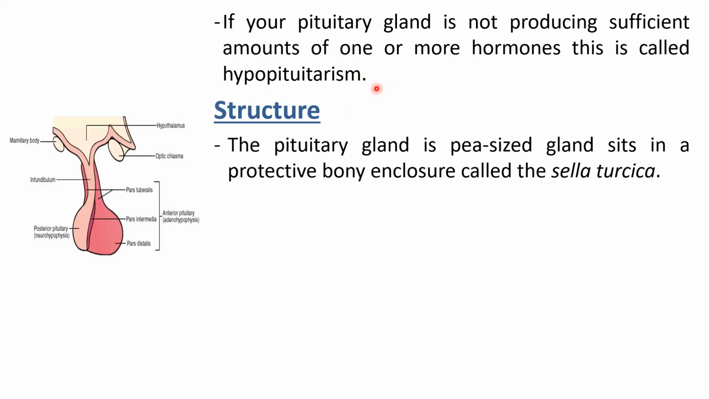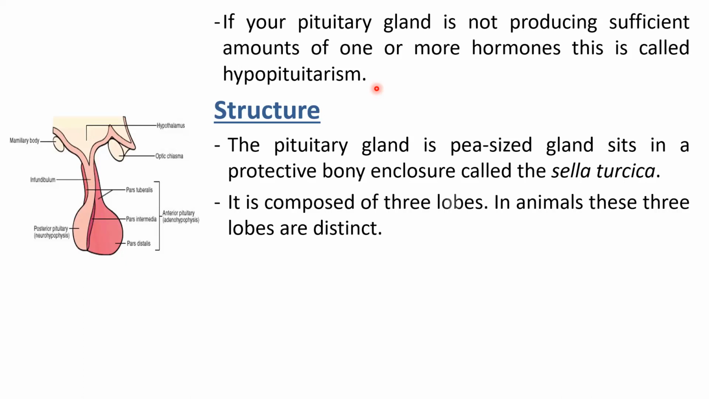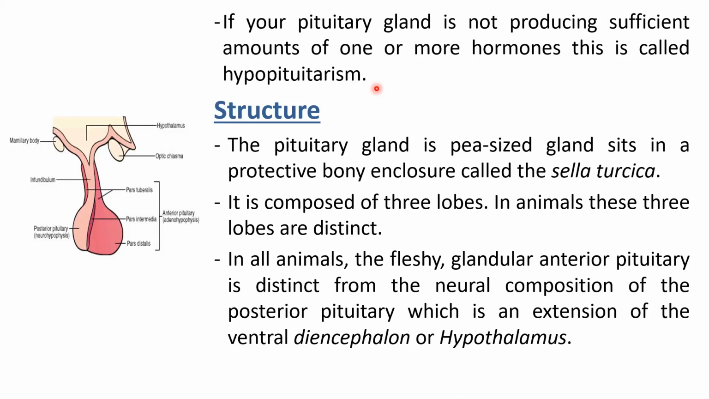So if you look at the structure of this gland, the pituitary gland, as I told you, it is a pea-shaped gland and sits in a protective bony enclosure, the sella turcica. It is composed of three lobes. In animals, these three lobes are distinct. In all animals, the fleshy glandular anterior pituitary is distinct from the neural composition of the posterior pituitary, which is an extension of the ventral diencephalon, or hypothalamus region of the brain.